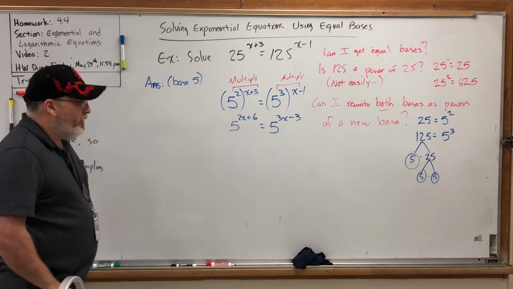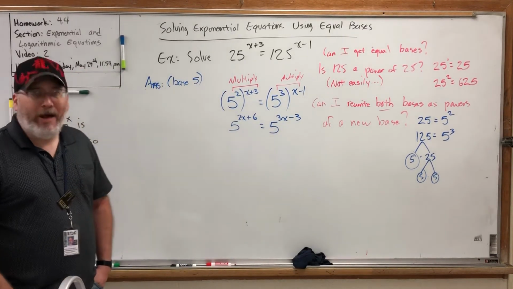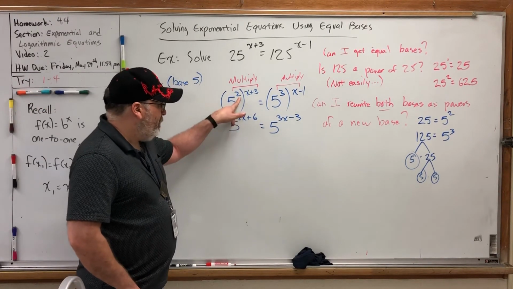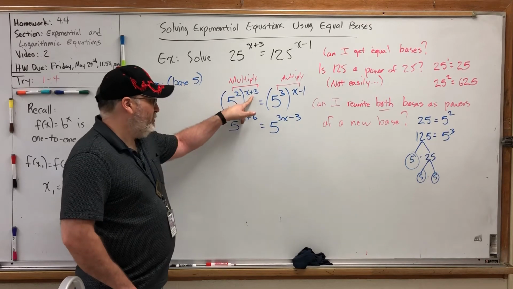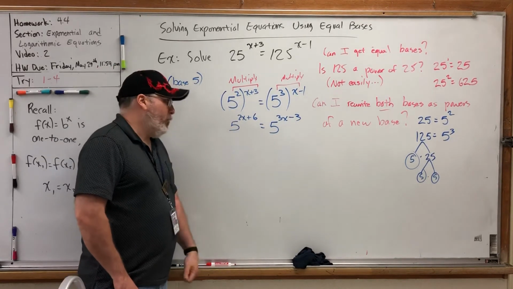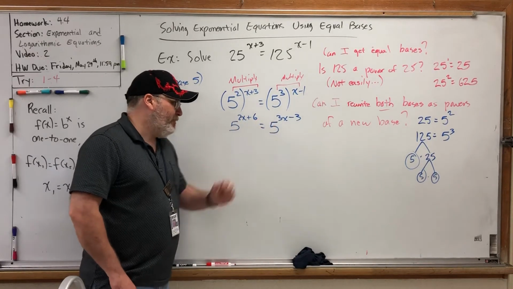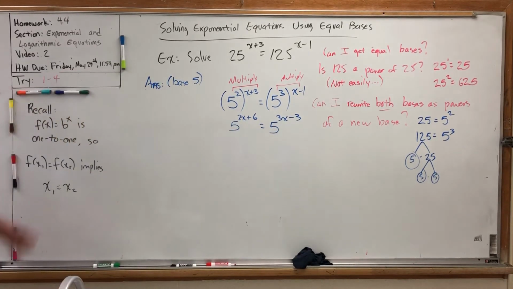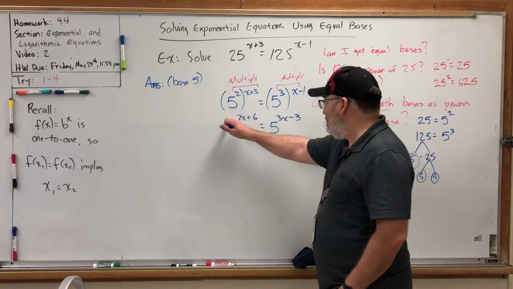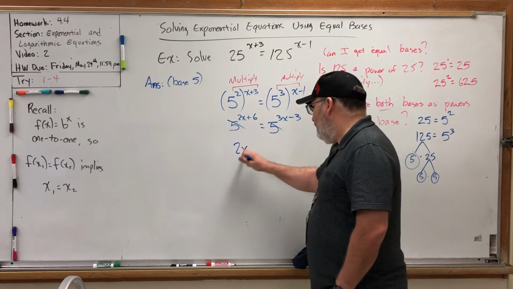At this point, it is crystal clear that both sides are powers of 5. Before, 2 was a power on the 5, but x plus 3 was a power on 25. All that's gone. There is only one power over here, and it is on a 5. Same thing there. So we can use the one-to-one property of exponential functions, and the net result is that you cancel the bases and equate the exponents.